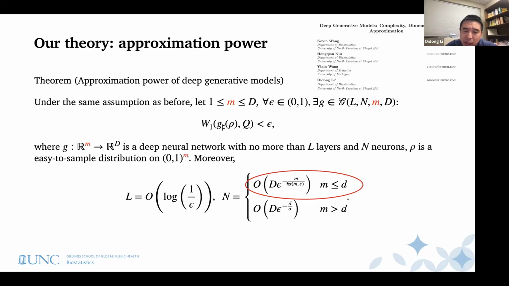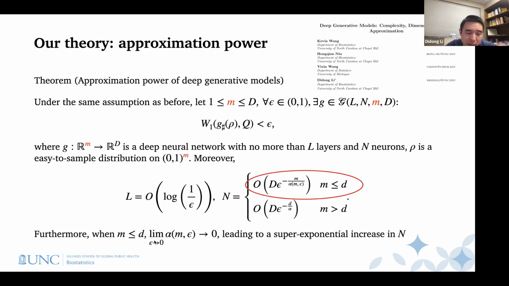That means your final rate is much bigger. And eventually I had a conjecture that the alpha term will go to zero as the approximation error goes to zero in this case. This will lead to a super exponential growth. It's like infinity to infinity. It's a crazy growth.